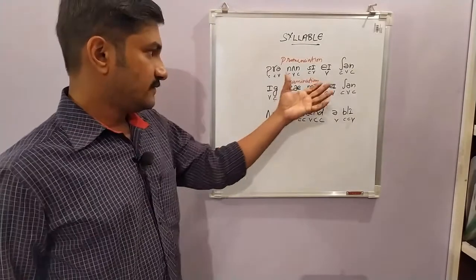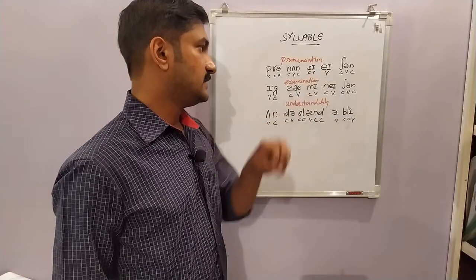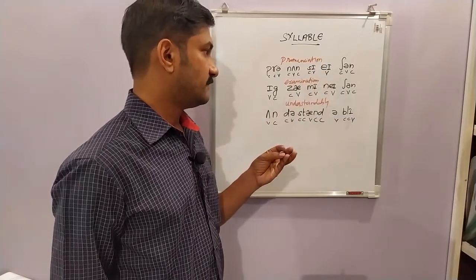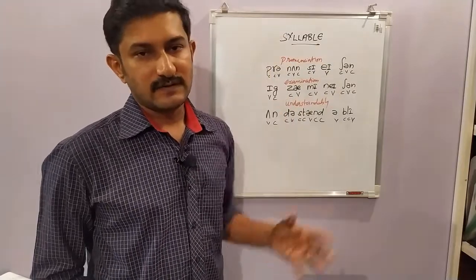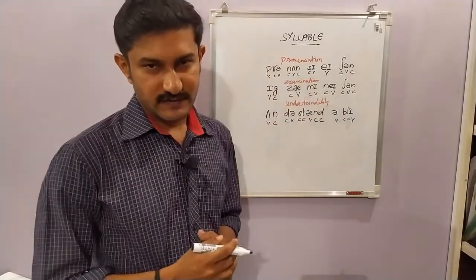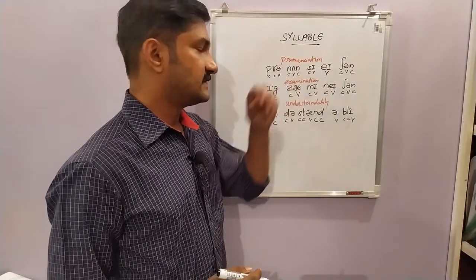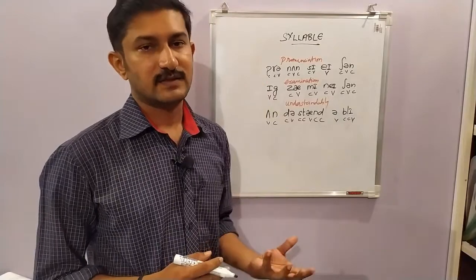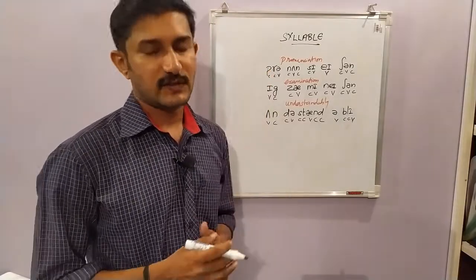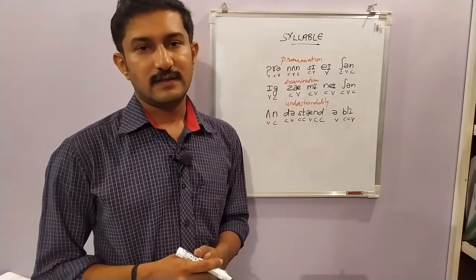So if we analyze a syllable in detail, we will find that a syllable consists of a vowel sound or a diphthong sound and some consonants. If we go to a syllable, we will find that there is a nucleus. Very often a vowel sound constitutes the nucleus of a syllable, and these consonants are marginal sounds.